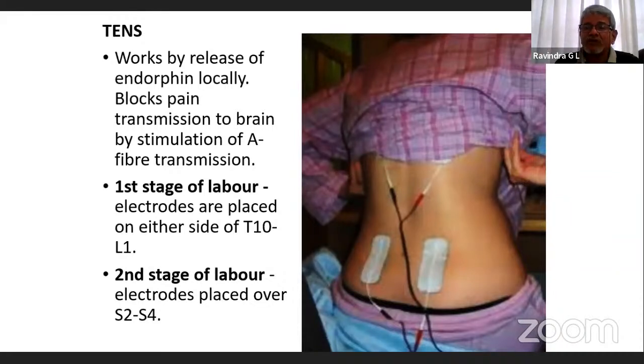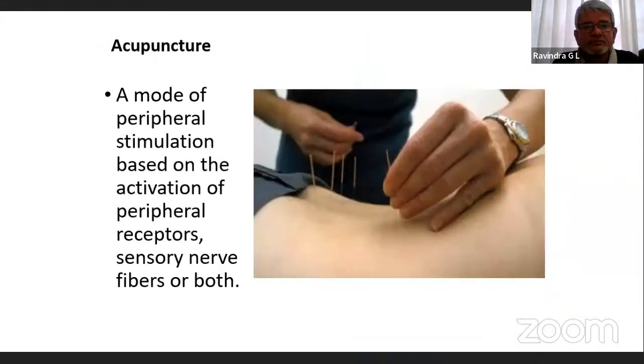During the first stage, the paddles are kept around the area of the dermatomes T11, 12, and L1. In the second stage, they are kept lower down, somewhere in the sacral region. Now, the next thing is acupuncture, a mode of peripheral stimulation based on the activation of peripheral receptors, sensory nerve fibers, all of them.